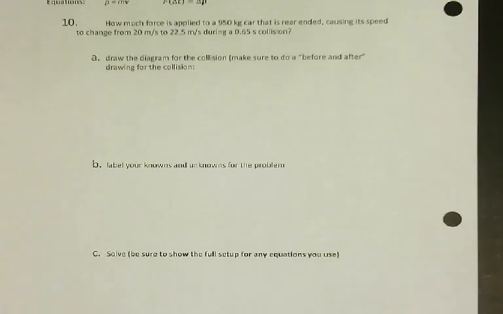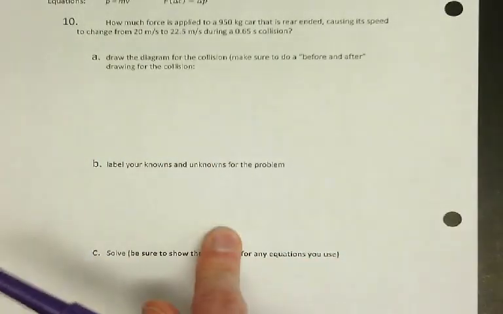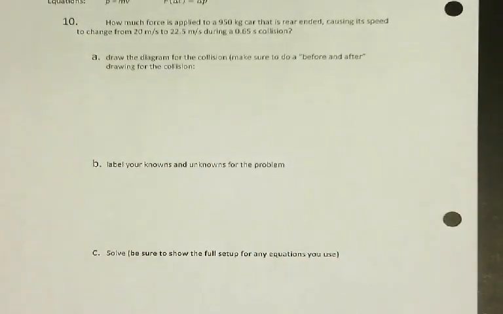Number 10. How much force is applied to a 950 kilogram car that is rear-ended, causing its speed to change from 20 to 22.5 meters per second during a 0.65 second collision? So, first we're going to draw a diagram, then we're going to label our knowns and unknowns, then we're going to solve and see what we get.